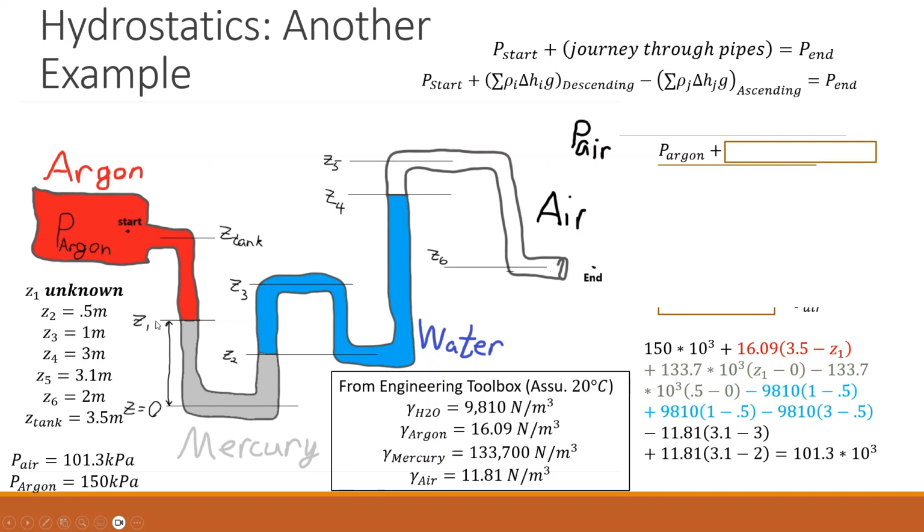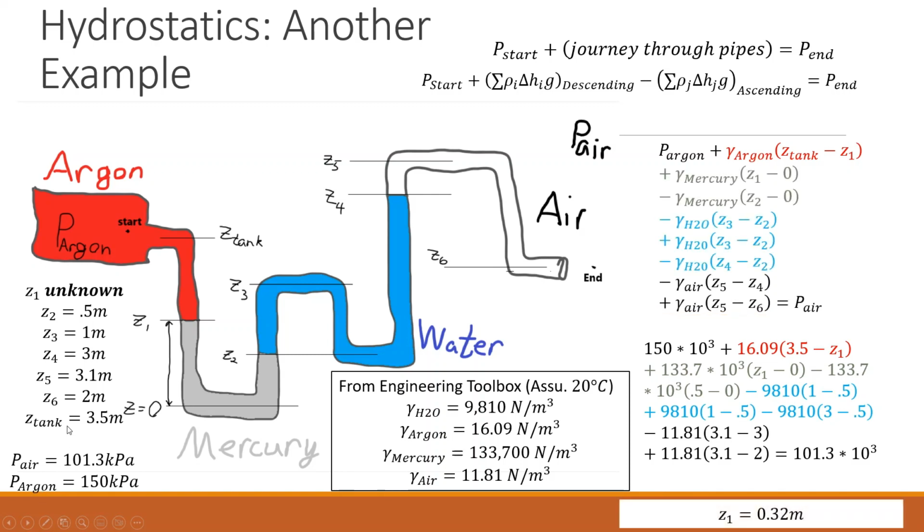So anyways, let's begin. We're going to start here. We are given the pressure of argon. Start at Z tank, and then we drop down Z1, we gain pressure. Then we switch over to mercury, Z1 to 0. Cool, did it just freeze? That's awesome. Oh, there we go. So again, we go 0 to Z2, Z2 to Z3, Z3 to Z2.